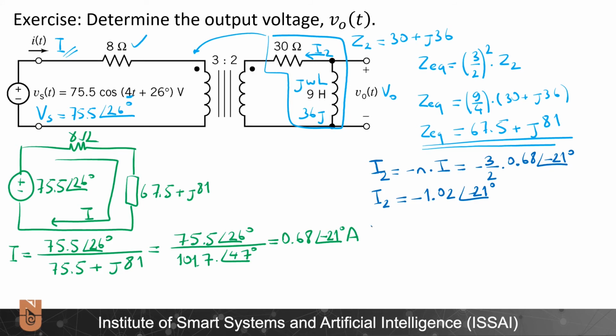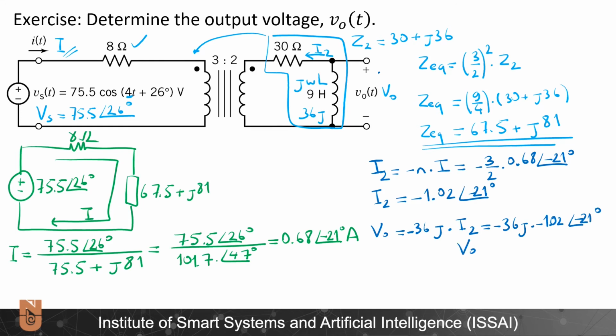And I will find Vout as 36j times I2. But wait a second, let's be careful here. Here the positive polarity of the Vout is here, and current I2 is exiting that, so therefore it is not adhering to the passive convention. Therefore I need to put a minus sign here. Accordingly, this will be equal to minus 36j times minus 1.02 with an angle of minus 21 degrees.